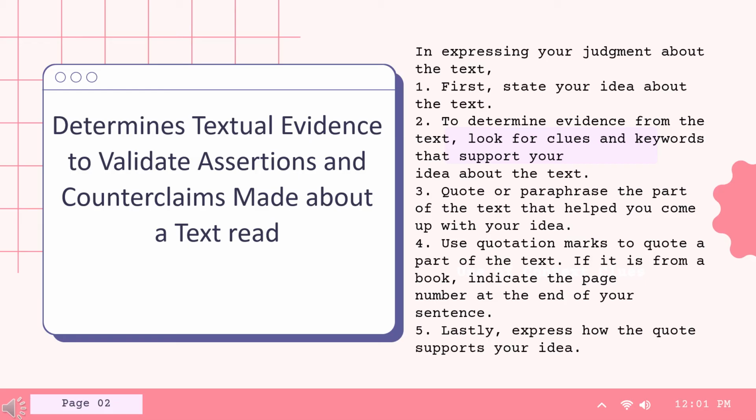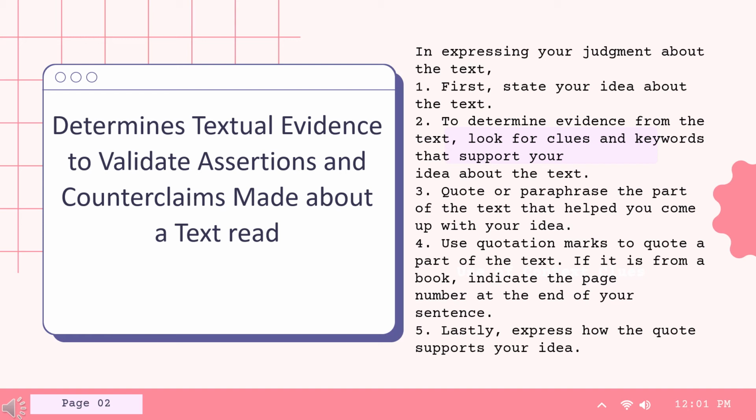To make sure that the things that you're going to cite within your paper have relevance. Okay? Number 3, quote or paraphrase the part of the text that helped you come up with your idea. Later, I'll be discussing a little bit more about number 3. Number 4, use quotation marks to quote a part of the text. Okay?